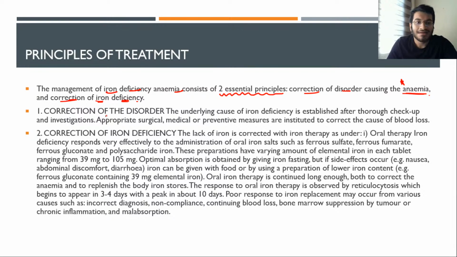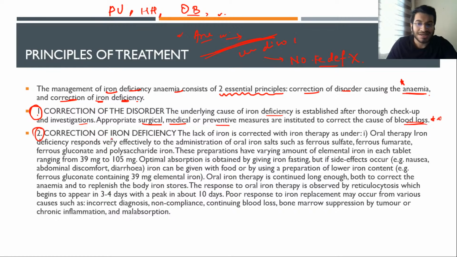So if there is any underlying chronic disorder that is causing anemia, [Hindi:] you have to get that corrected. Like peptic ulcer, hiatus hernia, any esophageal bleeding, or melena in the patient. After analyzing and doing endoscopies and all of that, you can treat the patient first. And if you correct this patient's underlying disorder, then further iron deficiency will not be there. The underlying cause of iron deficiency is established after a thorough checkup and investigations. Appropriate surgical, medical and preventive measures are instituted to correct the cause of the blood loss.